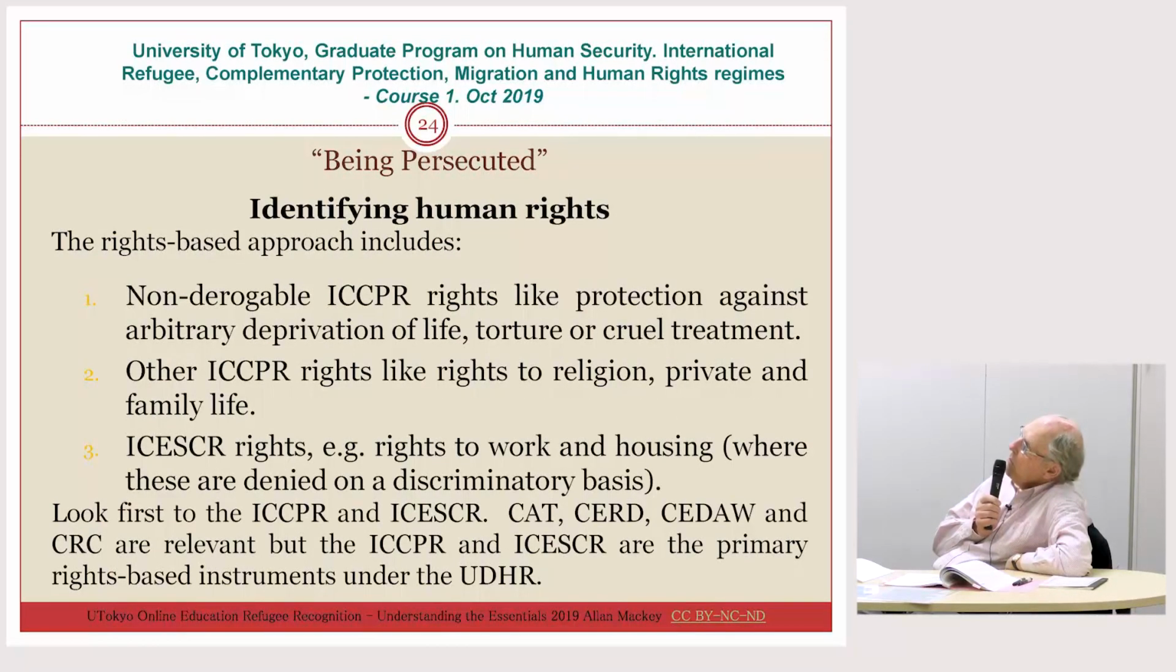Okay, so rights-based approach, so-called non-derogable rights, that is ones that you cannot opt out of when you sign the convention. They're so serious that they're non-derogable. You can't take them away. Like protection against arbitrary deprivation of life, cruel, inhuman treatment, etc., are clearly at the top of the list. Other rights like the right to religion, private and family life, rights under the ICESCR, rights to work, housing. You can persecute people by just making it simply impossible for them to work, nowhere for them to live, nowhere for them to even get a feed or get on with their life.